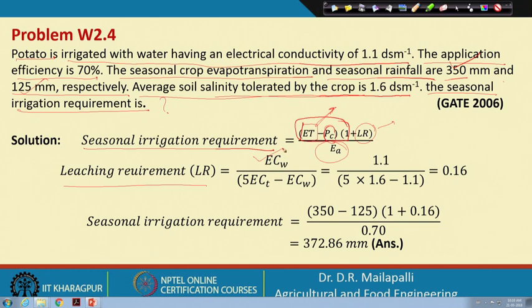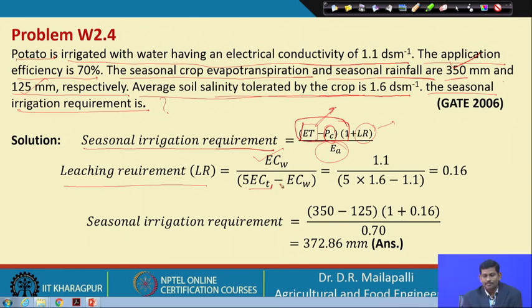So, the leaching requirement, if you recall the equation from the previous lectures, is ECW, that is salts present in the irrigation water, divided by 5 times ECT minus ECW, where ECT is crop tolerance and ECW is electrical conductivity of water. Based on the data given, 1.1 is EC in the irrigation water, and 1.6 is crop tolerance. Then you get leachate requirement 0.16.